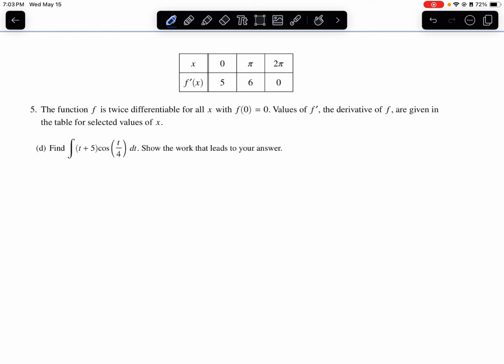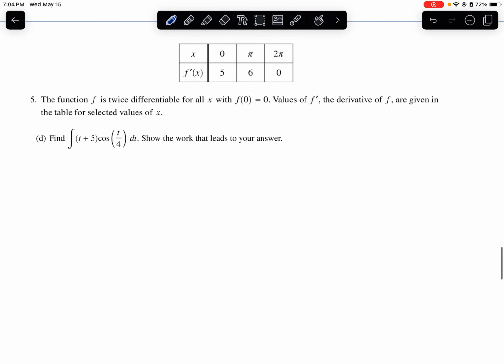the integral of t plus 5 cosine of t over 4 dt. Show the work that leads to your answer. I'm not really sure what that has to do with the problem, but okay. The function is twice differentiable for all x, f of 0 is equal to 0. Values of f prime, the derivative of f, are given. Huh. Well, for me, when I'm looking at this, I see this integral.